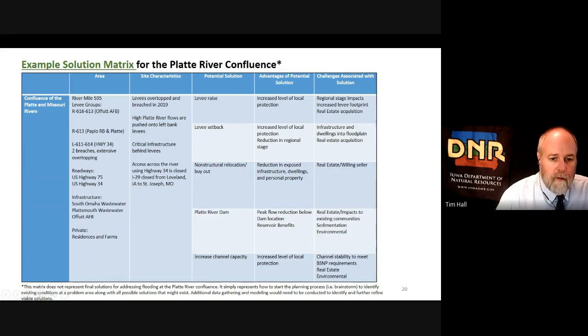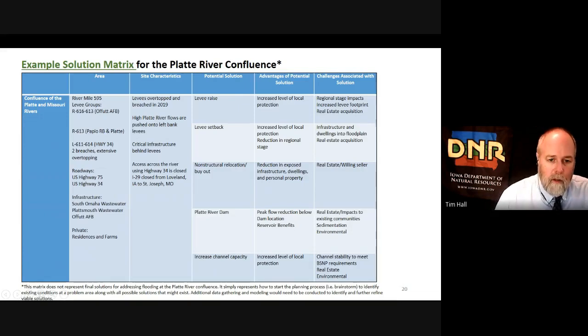for different solutions. So here's a levee raise solution. The advantages are increased level of local protection. The challenges that exist and might cause some stage impacts regionally. It's going to increase the levee footprint, require some real estate. So there are advantages and disadvantages to this solution.